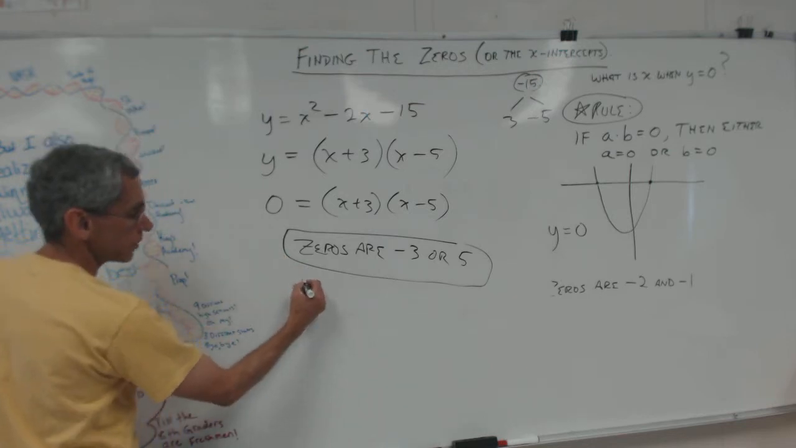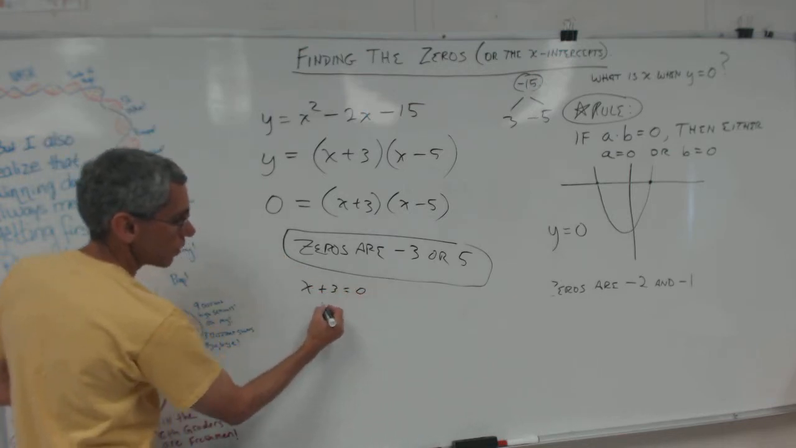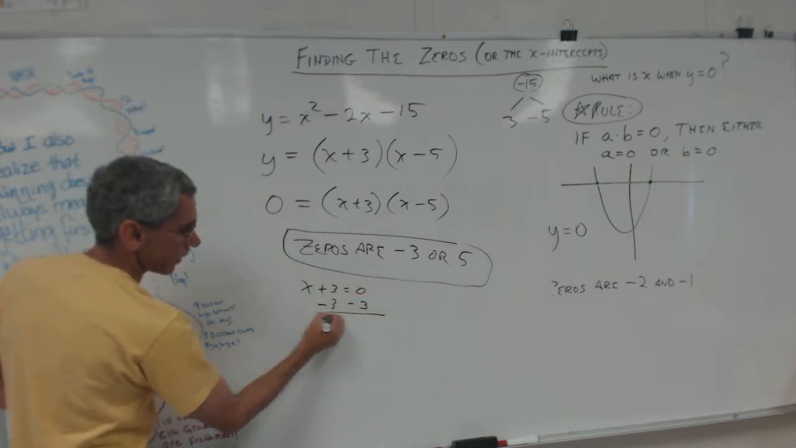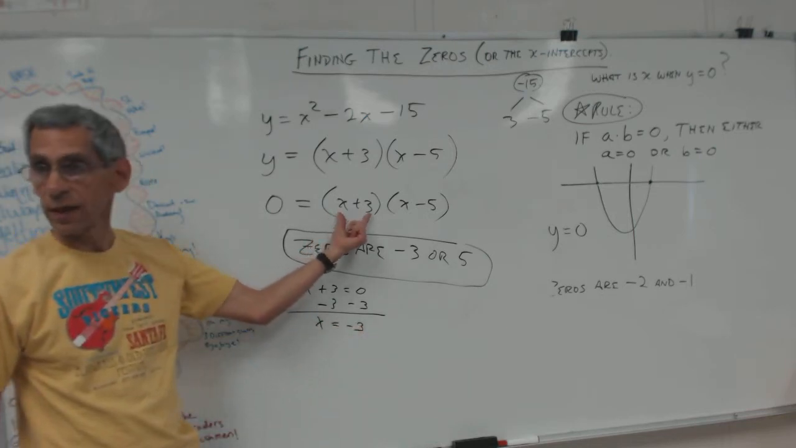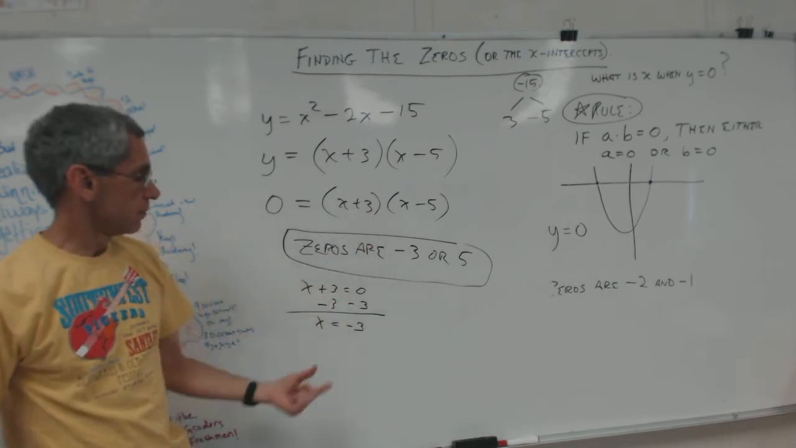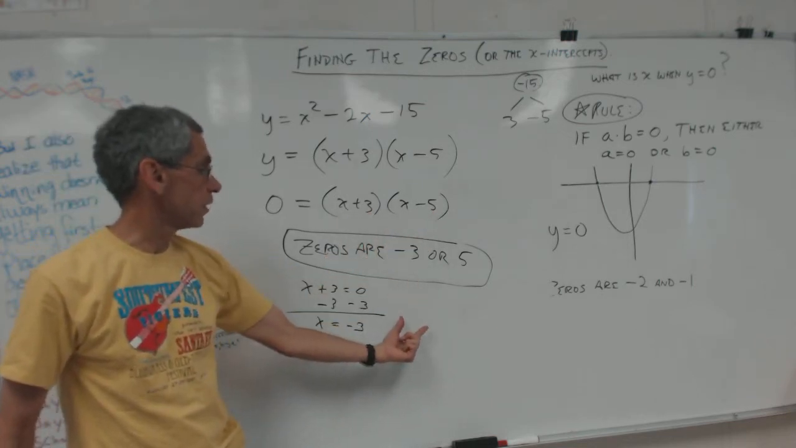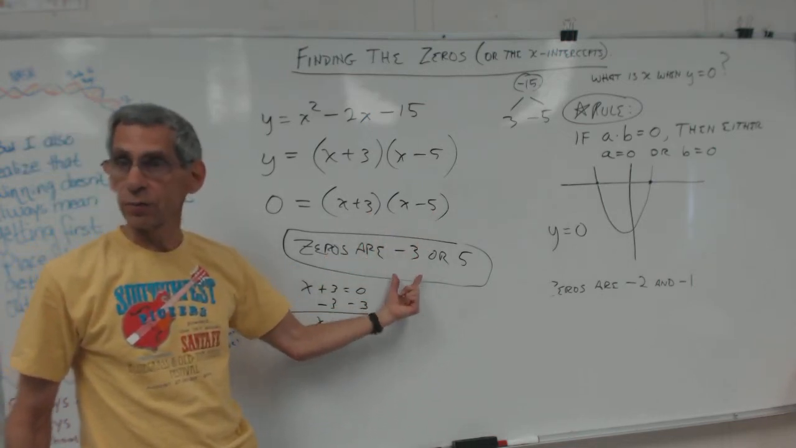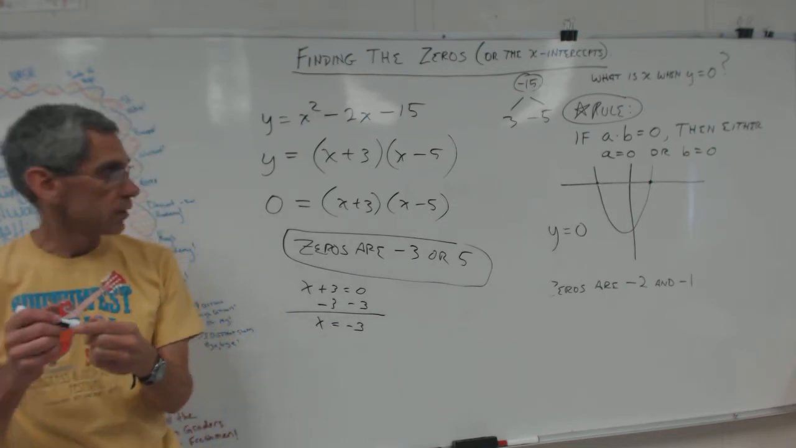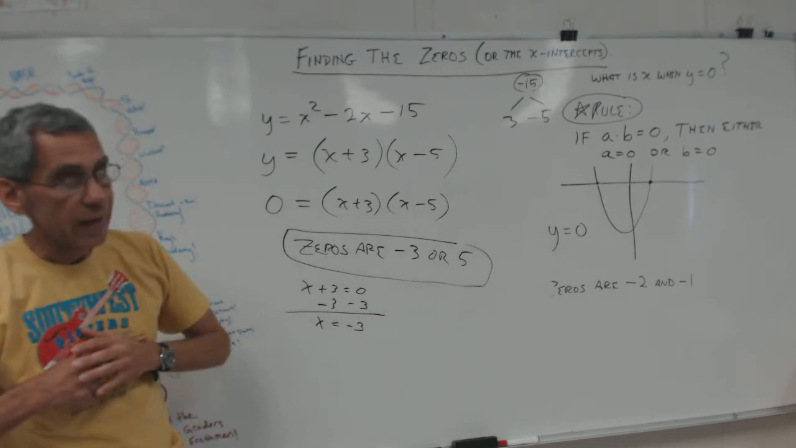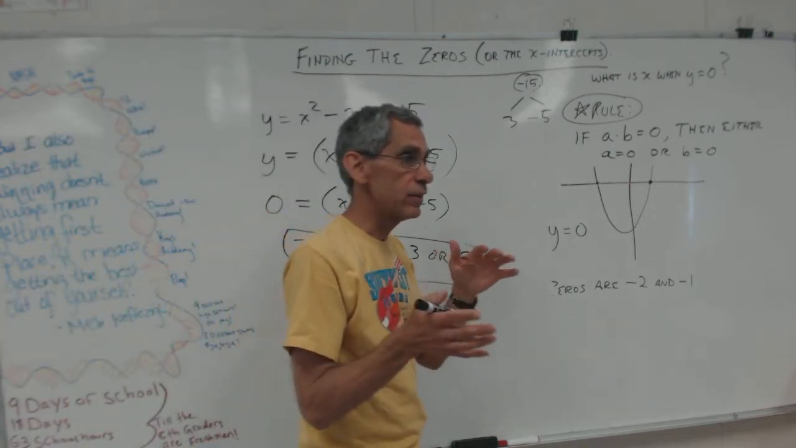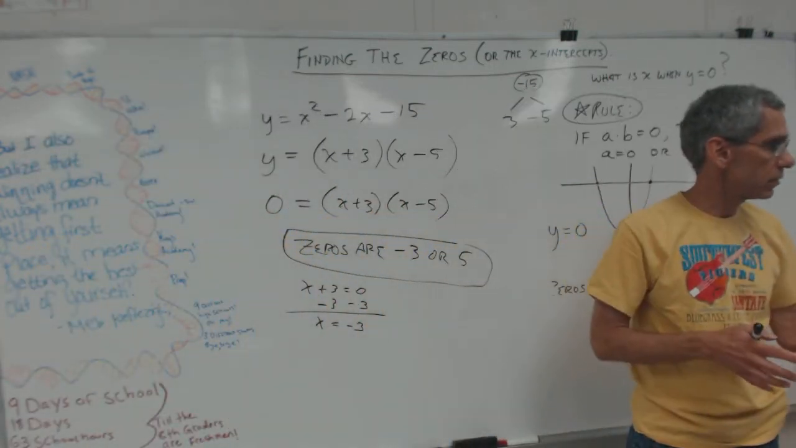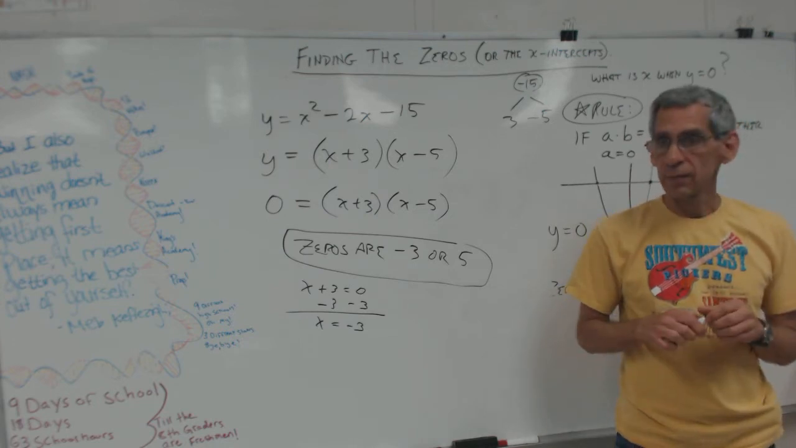So if I did it the long way, I'd say x plus 3 equals 0. Subtract 3 from both sides, x is equal to negative 3. Sure enough, that makes this 0, right? And I could do the same thing. X minus 5 equals 0. Add 5, x equals positive 5. See what I'm saying? All right, so that is how to do it. Do you understand how to do these? It's not hard. It's just you have to take it that next step. Does that make sense?